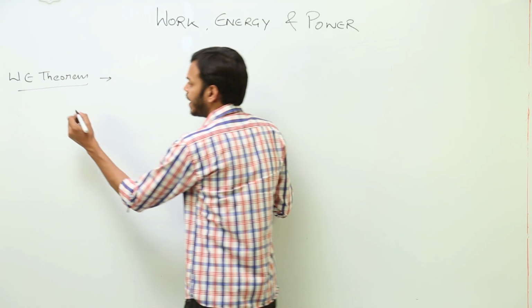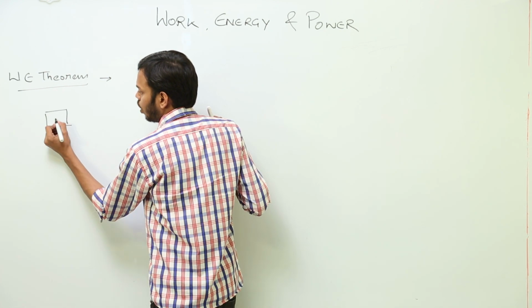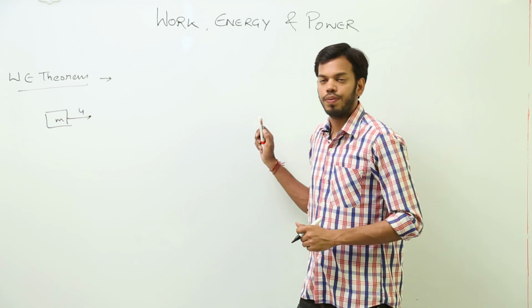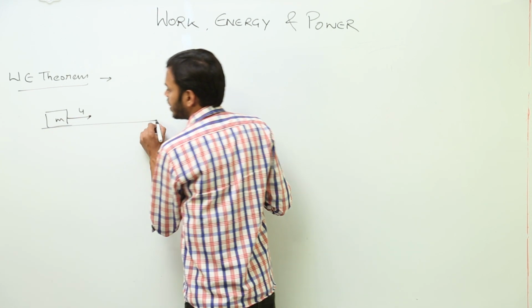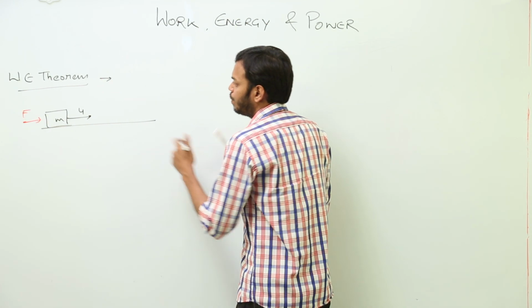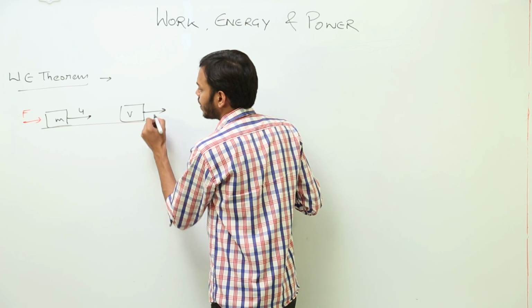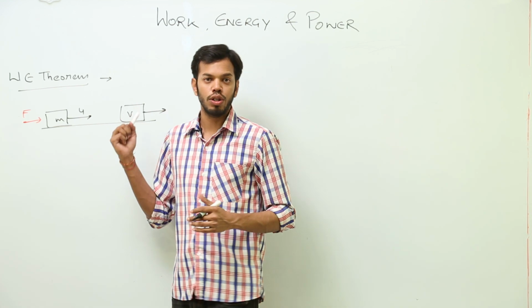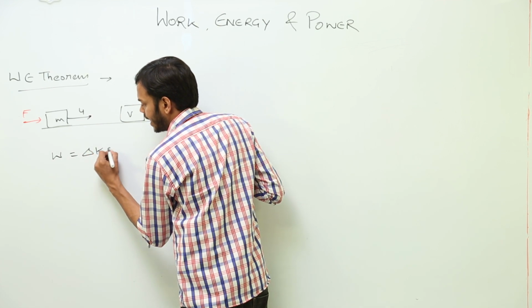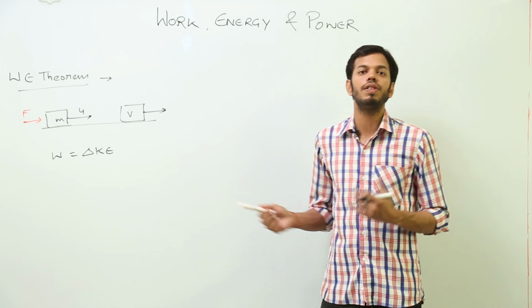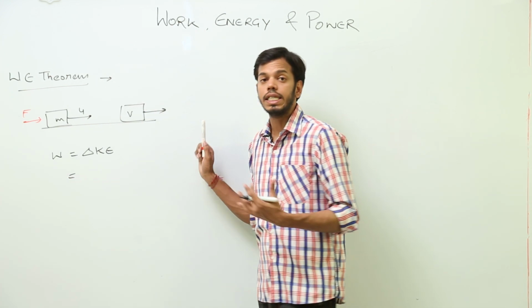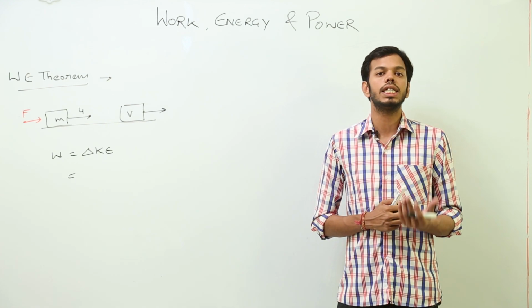In general, say there is a body of mass m which was initially moving with velocity u, and after covering some distance due to application of some force F newtons, the body is finally moving with velocity v. Whatever work has been performed on this body, that is work done, is equal to change in kinetic energy. Delta is a symbol which represents change. So change in kinetic energy means final kinetic energy minus initial kinetic energy.